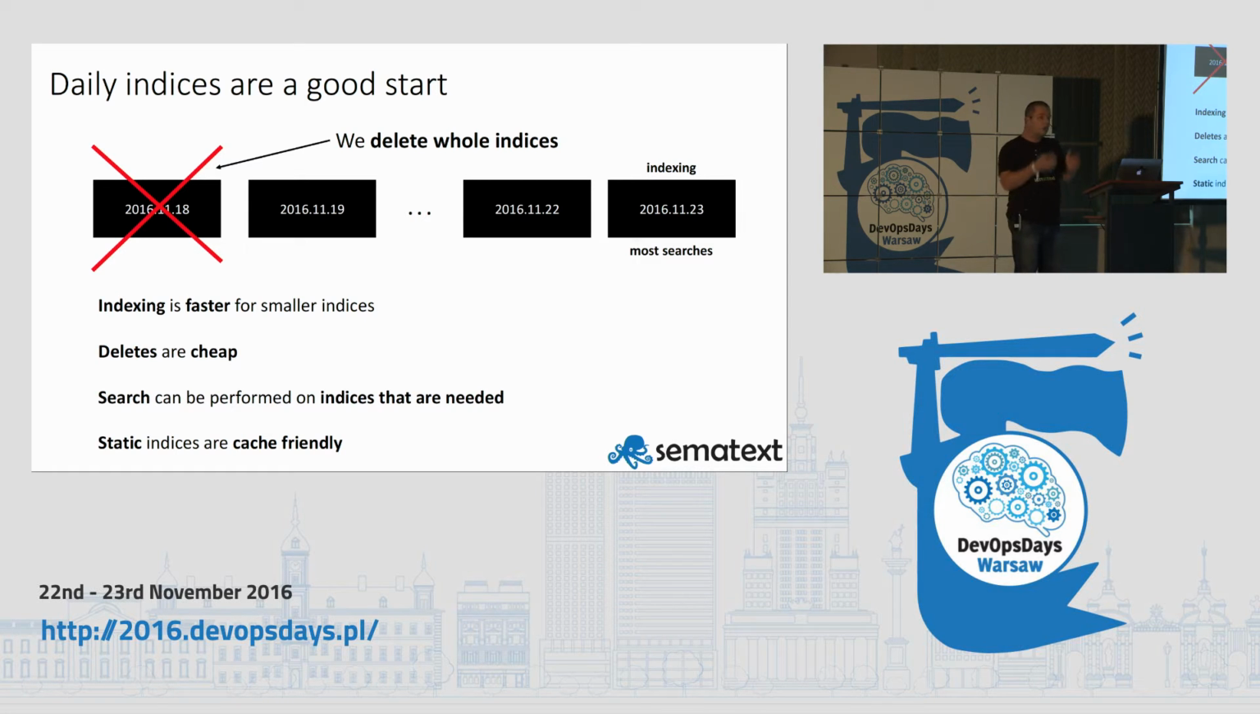Search can be performed only on the data that is needed. So for example, if we just need to search for 2 days' worth of data in our logs, we just specify 2 indices like the 22nd and 23rd, and we're good. Finally, static indices, the ones that we do not index to, are very good candidates for caching by the operating system. So again, we gain performance.